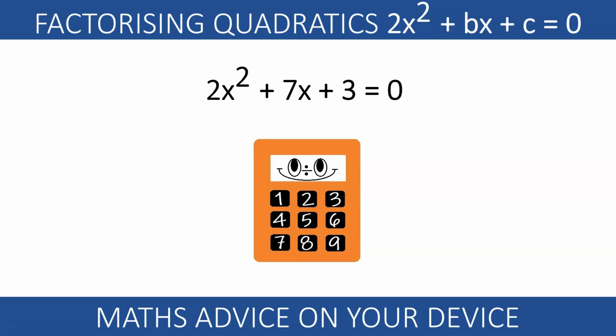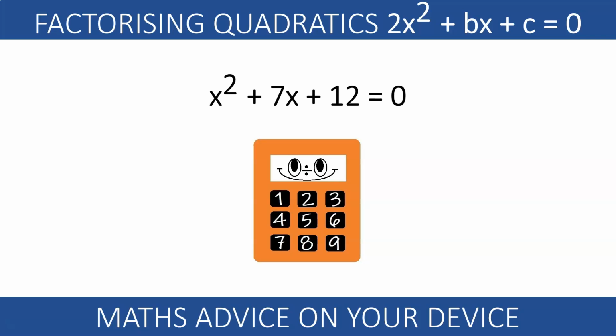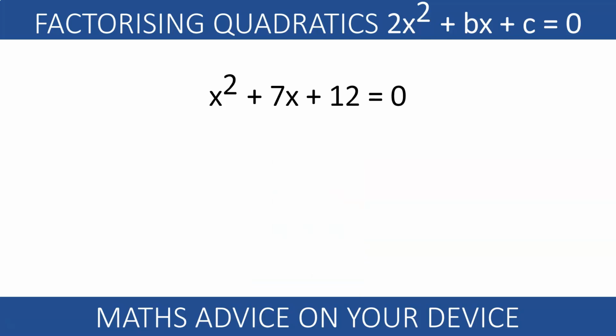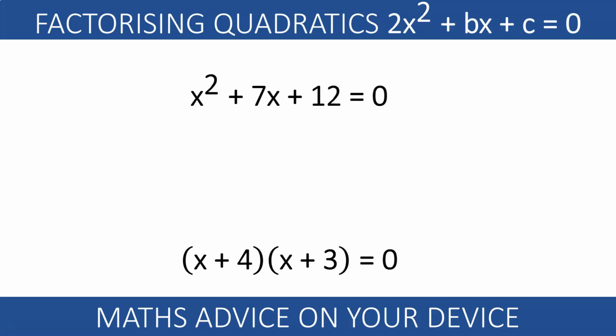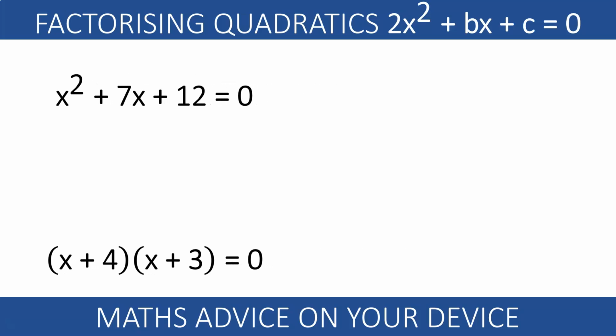In this video, we solve quadratic equations with leading coefficients bigger than 1. When solving a quadratic equation, the first thing we should try is factorizing. For example, the quadratic equation x squared plus 7x plus 12 equals 0 can be factorized as x plus 4 times x plus 3. But how?